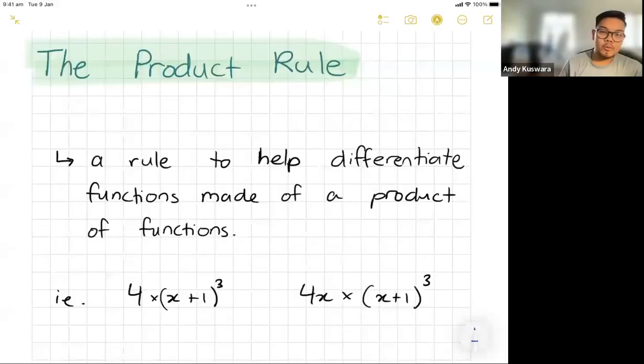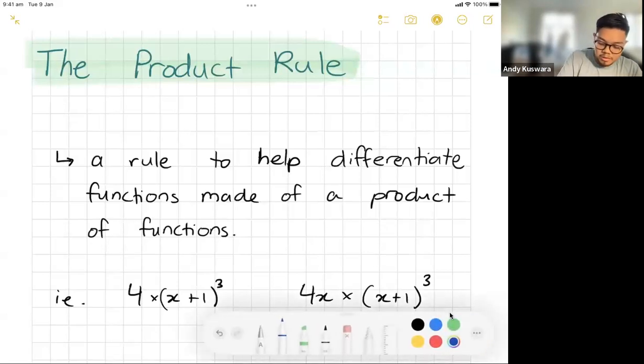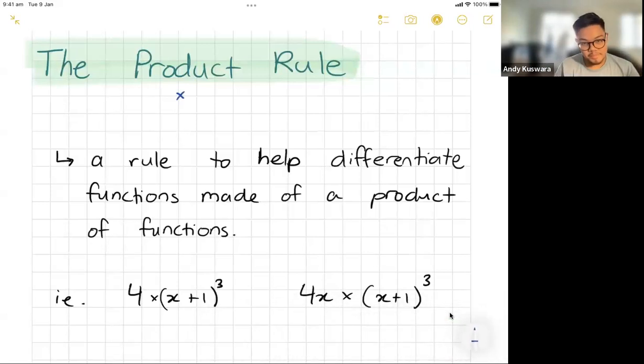All right, that's enough. So we are working on another special rule. We're going to call this one the product rule. In the mathematic world, product means multiply. So this is a rule that helps differentiate functions made of a product of functions.